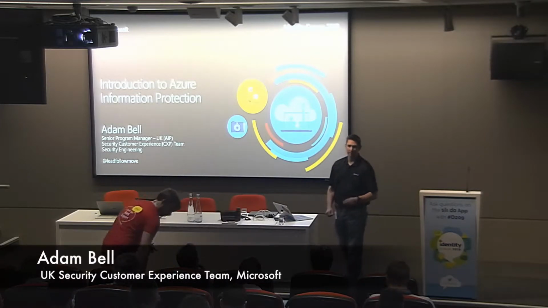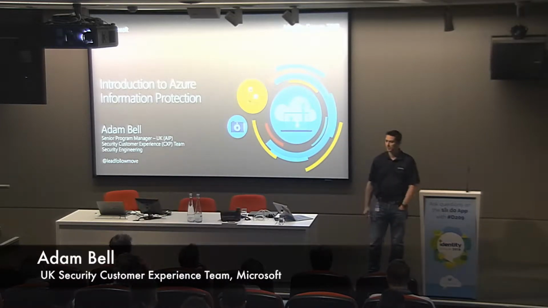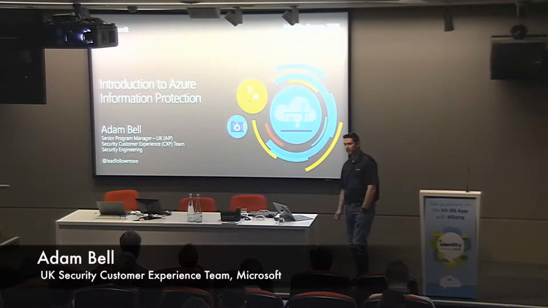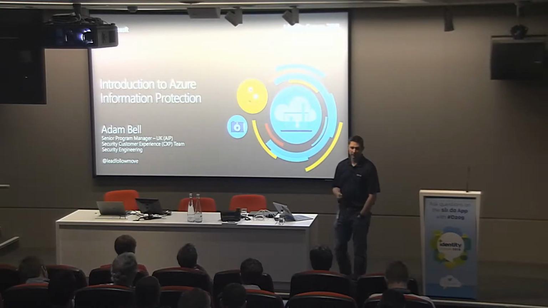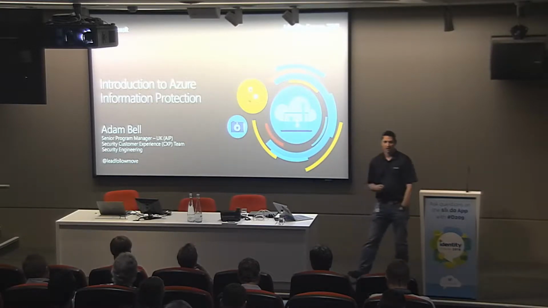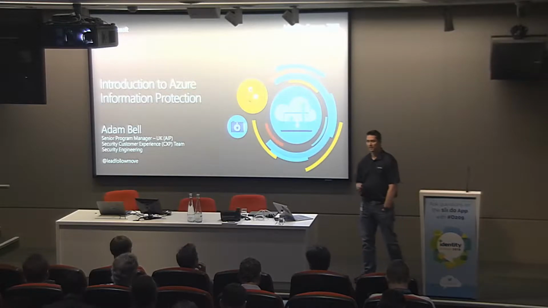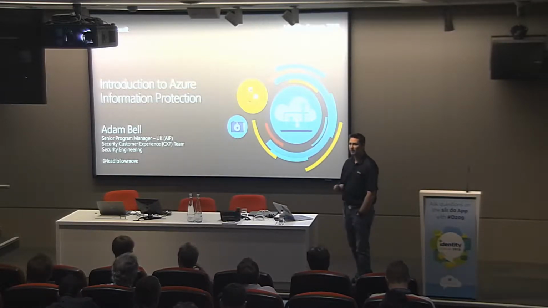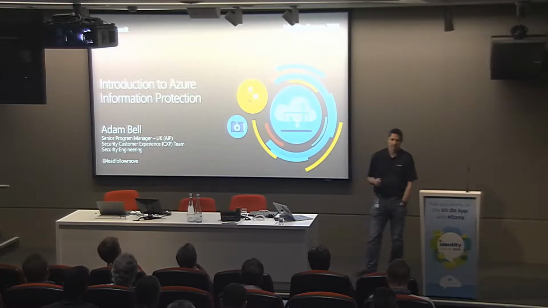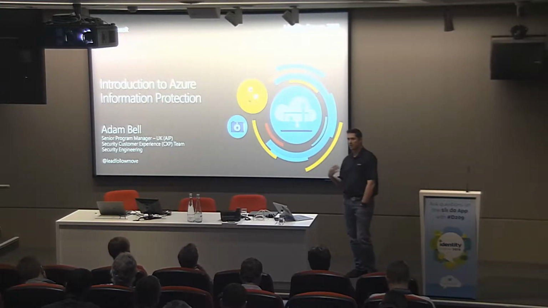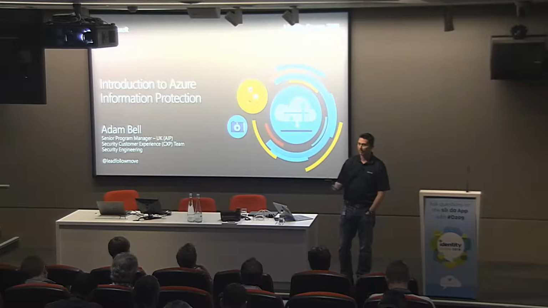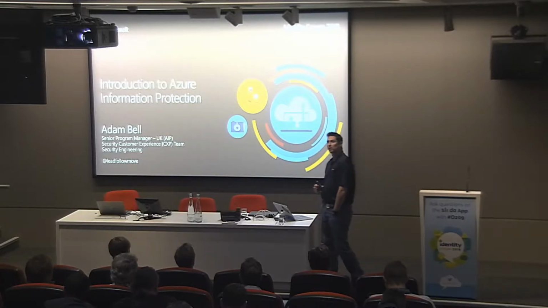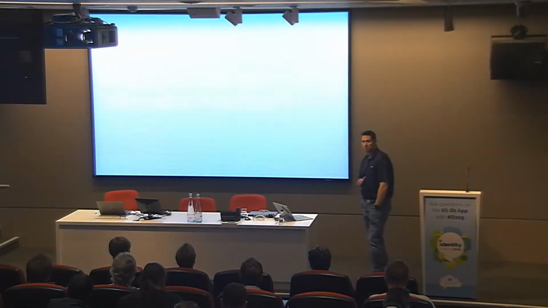So my name is Adam Bell. I'm part of the Security CXP team here at Microsoft, and the Security CXP team are part of the Azure Information Protection product group. Our role basically is to work with our large enterprise customers and partners, like identity experts, and get the most value out of AIP. So this is what I do day in and day out. We do workshops and we help with planning sessions. The session today is around AIP.